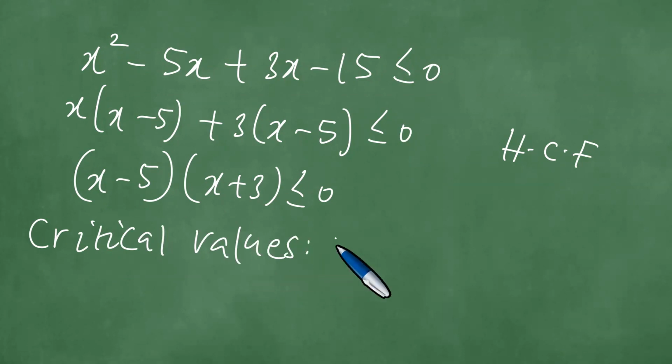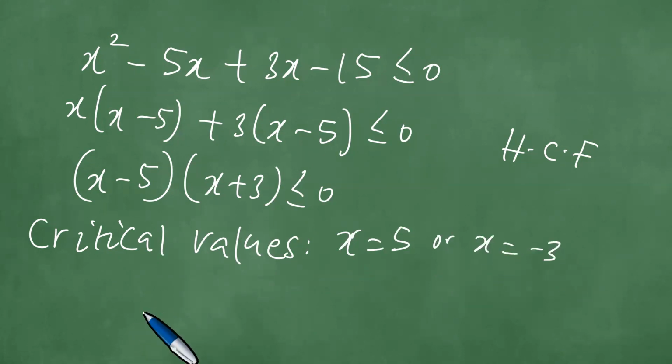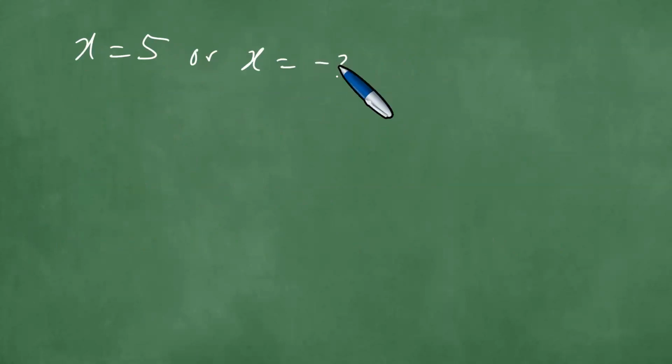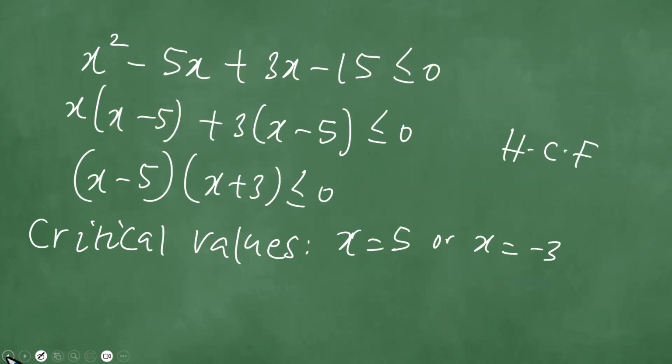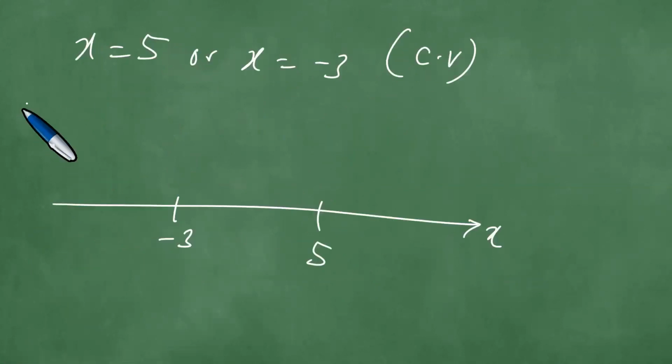values. What are the critical values? So x equals 5 or x equals minus 3. These are the critical values. So we have minus 3, 5. And then now we have x plus 3 and x minus 5.